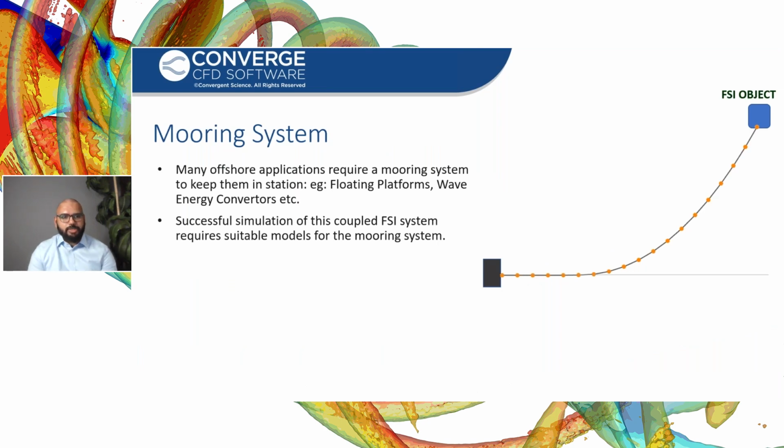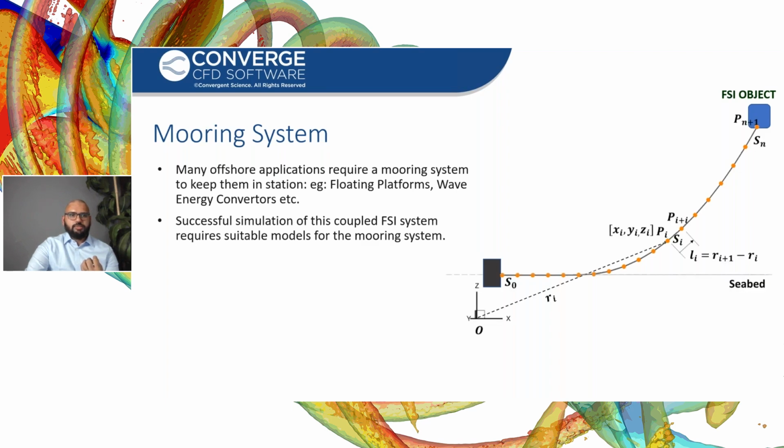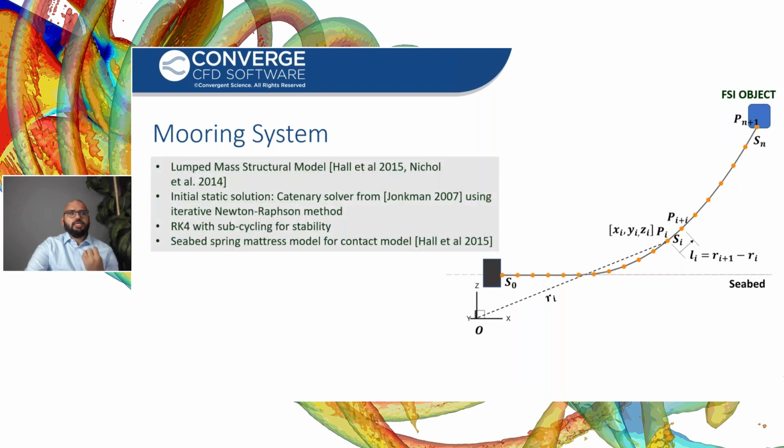In many offshore applications, a mooring model is very important. We said we want to go with the flow, but many times you don't want to go too much. For example, you don't want your offshore structure to drift away into the open ocean. So they are kept in place using a system of mooring lines. And to simulate offshore applications, you do need to have that physics present as well. In CONVERGE, we have implemented a mooring line model based on a lumped mass structural model.